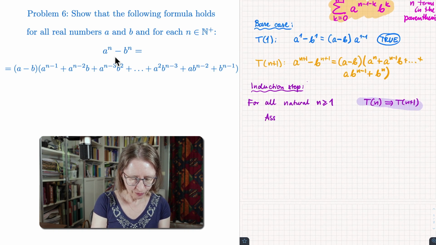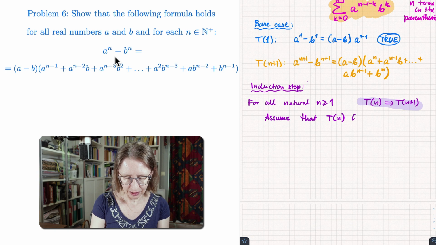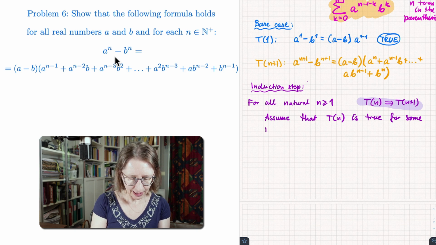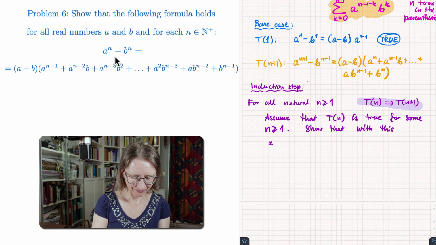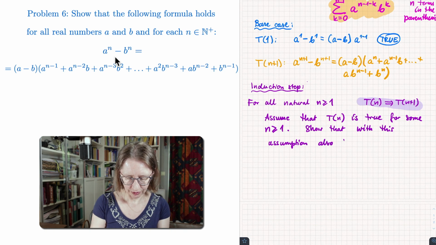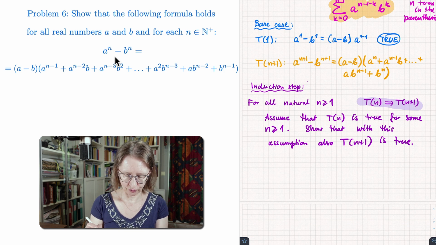So now assume that T(n) is true for some n greater than or equal to 1. Show that with this assumption also T(n+1) is true.